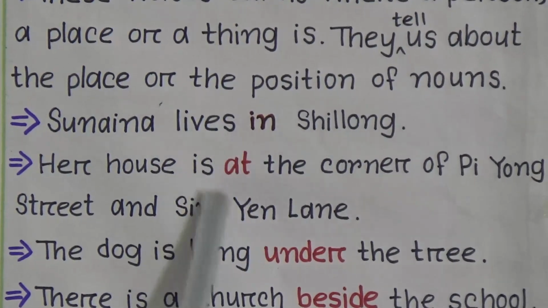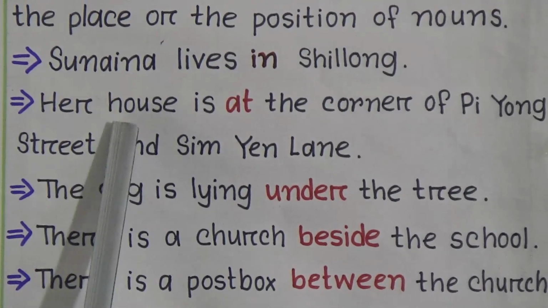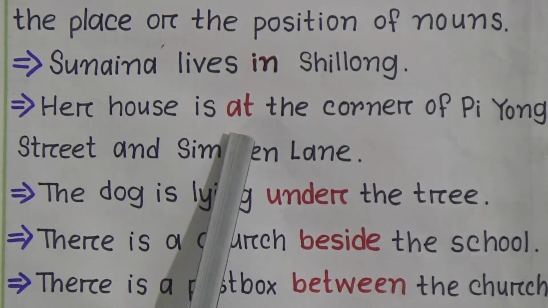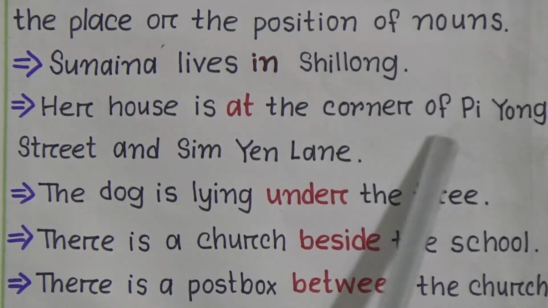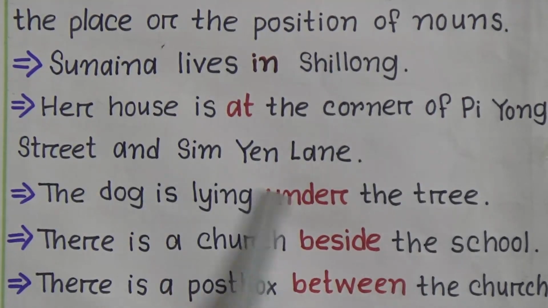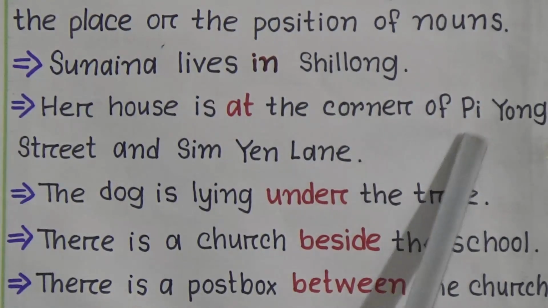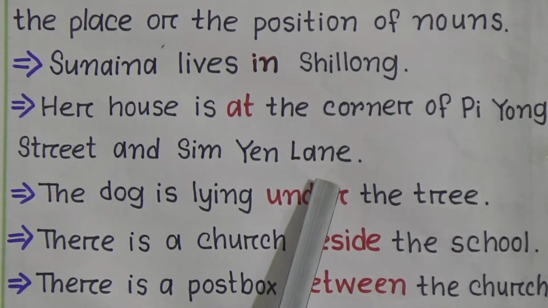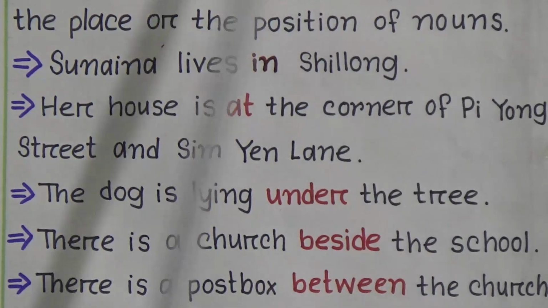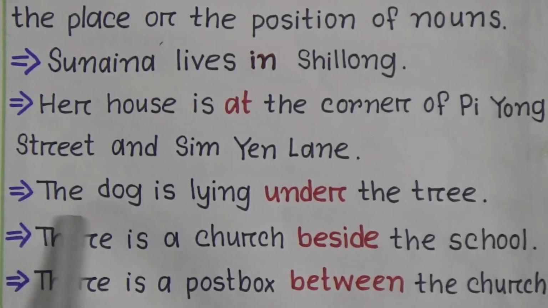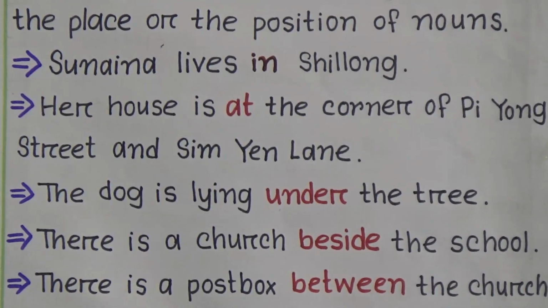Next example, her house is at the corner of Pyongyang Street and Sim Yam Lane. Students, look, in this example we use at. We have to specify where the house is. The sentence states the corner of Pyongyang Street and Sim Yam Lane. We can say beside Pyongyang Street or Sim Yam Lane, but this is at the corner. We have to specify it, that's why we use the preposition at.